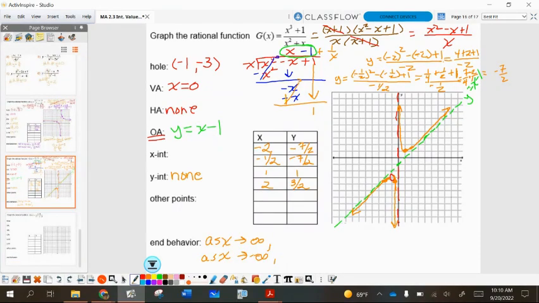Let's make our end behavior statements. As x approaches infinity, y is approaching the line x minus 1 from above, and as x approaches negative infinity, y is approaching the asymptote at x minus 1 from below.